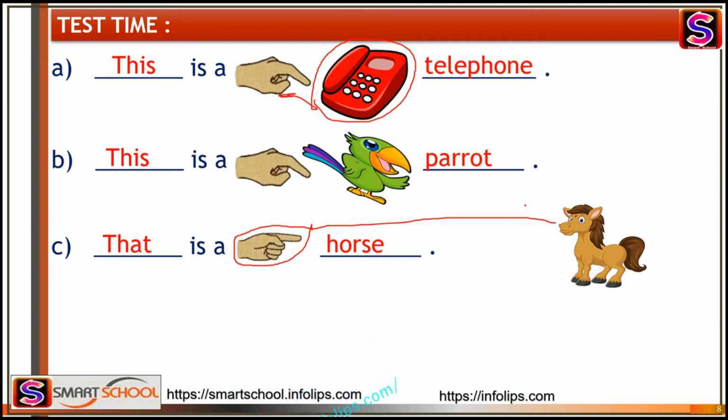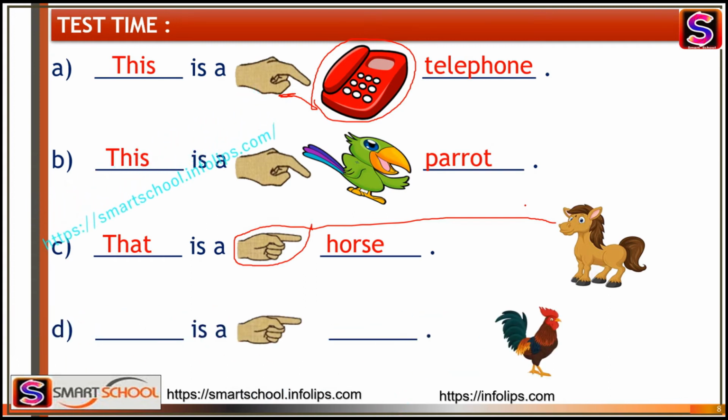Horse. Right, Bhavi, you understand very well. Good. Well done. Students, you also do this practice. You will also understand very well. Let's see one more example. Dash is a, again that object is far. So what will we say? That is a cock. Yes, that is a cock.